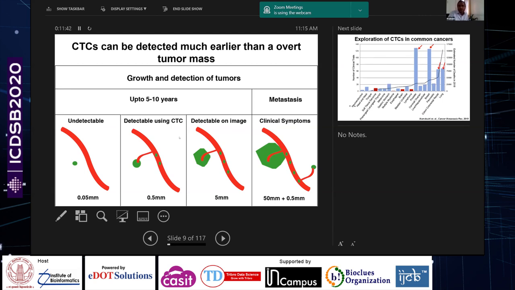Once the size becomes 10 times bigger, 0.5 millimeter, you could only detect it using circulating tumor cells. However, when we use imaging, the size of the tumor is already 100 times bigger, 5 millimeter. And most of the time we wait for the clinical symptoms. Once the clinical symptoms appear, you can imagine the size, and the cells are already in metastasis. Tumor cells have already reached distant organs.